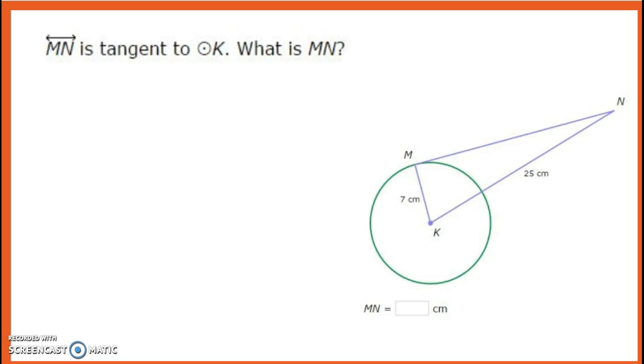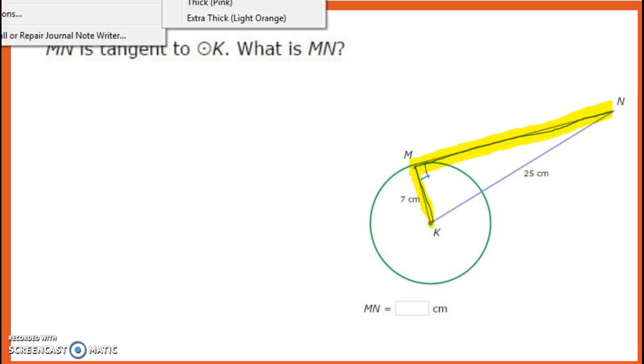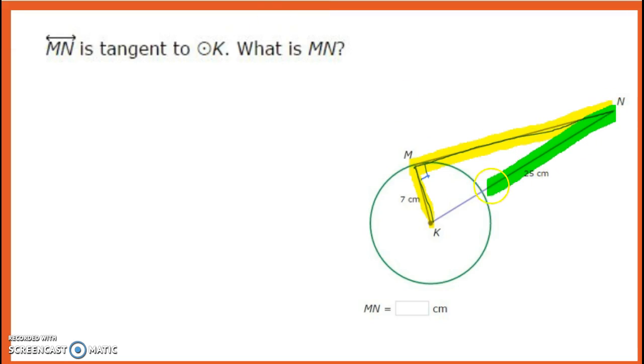All right, let's try another problem. So MN is tangent to circle K. So MN and the radius form a 90-degree angle. So that means this time our legs are MN and MK, and we need to find MN, and we see that our hypotenuse is KN. So we're going to plug these into the Pythagorean theorem, just like before.